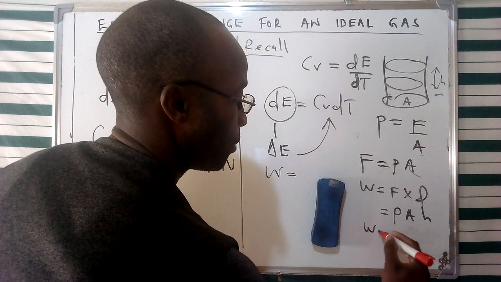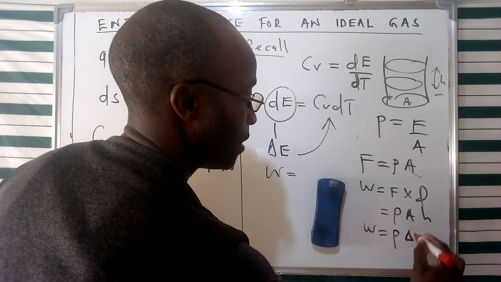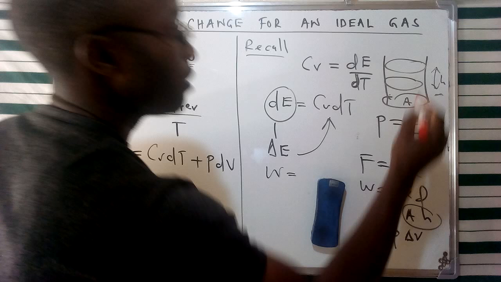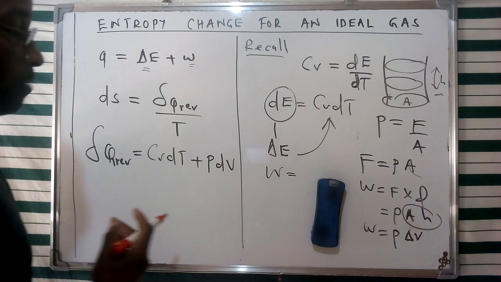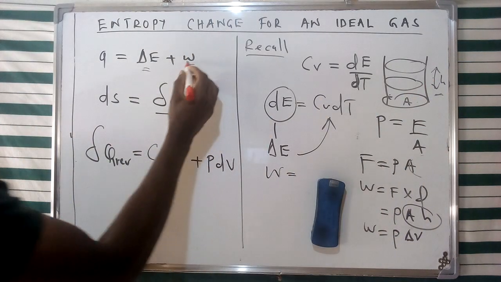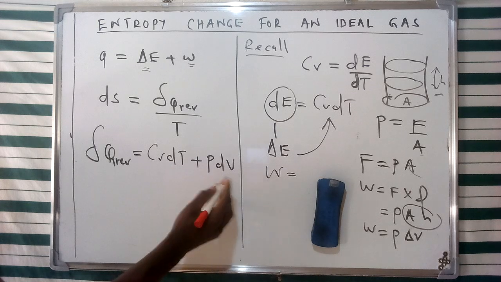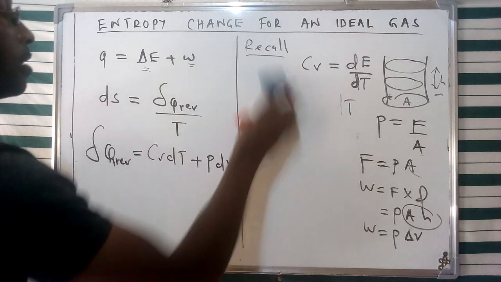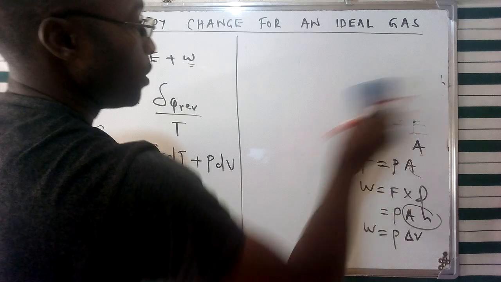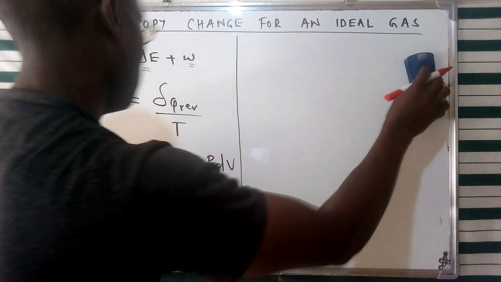So therefore we say that work can be represented as pressure times the change in volume, where dV is going to represent that specific change in volume. So therefore we can do a substitution for work using P dV, given as such. I hope that we have understood that specific transformation.